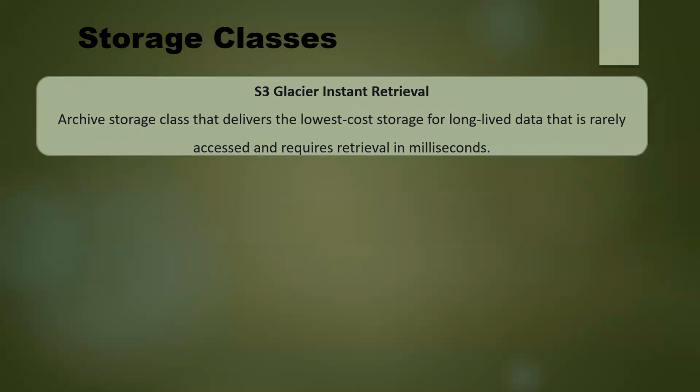Now let's look at some storage options which are ideal for archiving data. They are optimized for data which is accessed very infrequently. First one being Glacier Instant Retrieval. You use this one to store data that is rarely accessed, maybe once a year, but needs to be accessed instantly.